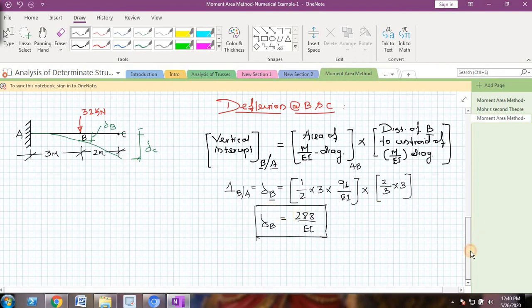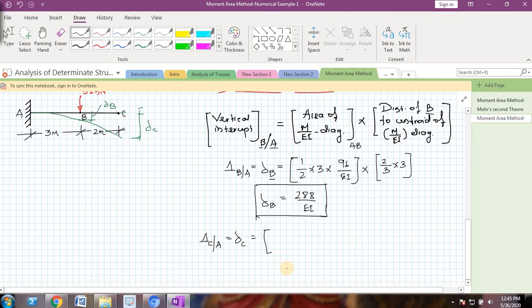Now to find deflection at point C, the concept remains same. What change will happen? Let me explain that. So now I want deflection at C. This is actually nothing but equal to vertical intercept at C with respect to A. That is the meaning of this one. Equal to the area of M by EI diagram between A and C. Okay, now to find the deflection at point C, it will be once again the area of M by EI diagram between A and C.